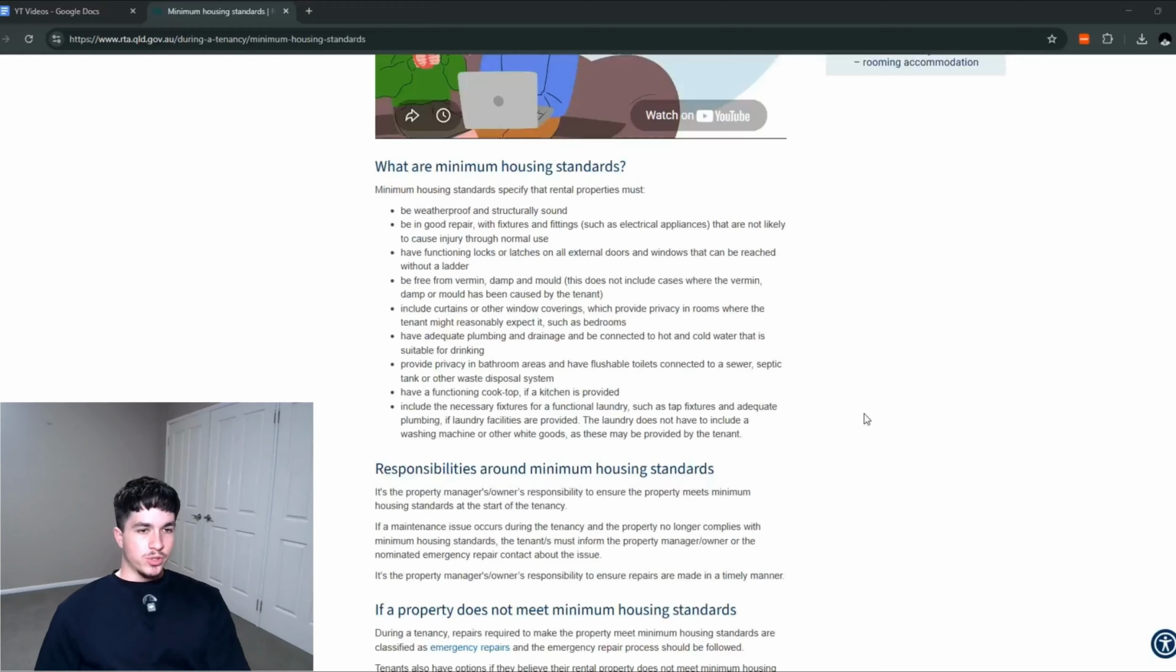Last one, you need to make sure that the property includes the necessary fixtures for a functional laundry, such as tap fixtures. You don't have to provide a washing machine or dryer. That is optional, which I would personally recommend to not supply. It's one less cost you have to worry about.